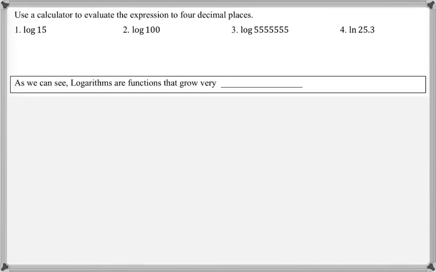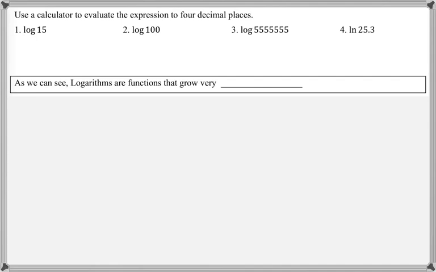This section is on logarithmic functions, or logarithms, and it's log for short. So the first couple questions ask us to use a calculator to evaluate the expression to 4 decimal places. So we're just typing in different numbers into the log and just calculating the value that would be. So the log key on my calculator is to the left of the 7.